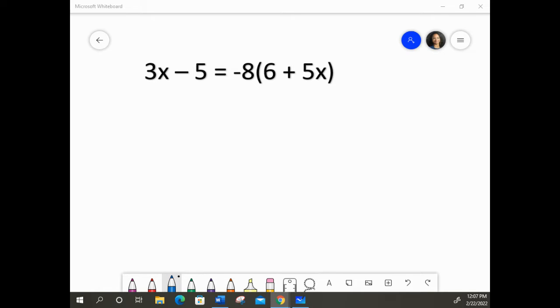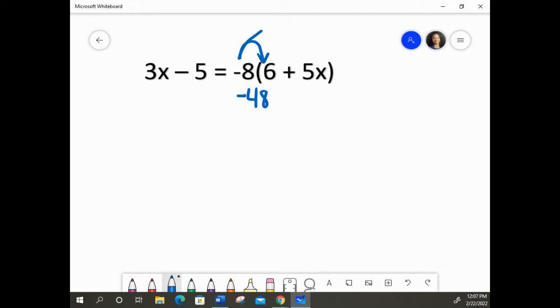So the first thing that I want to do is take care of that distributive property first. So I'm going to focus on the right-hand side of the equation. I'm going to go ahead and do negative 8 times that positive 6. 6 times 8 is 48. And again, it's going to be a negative 48.